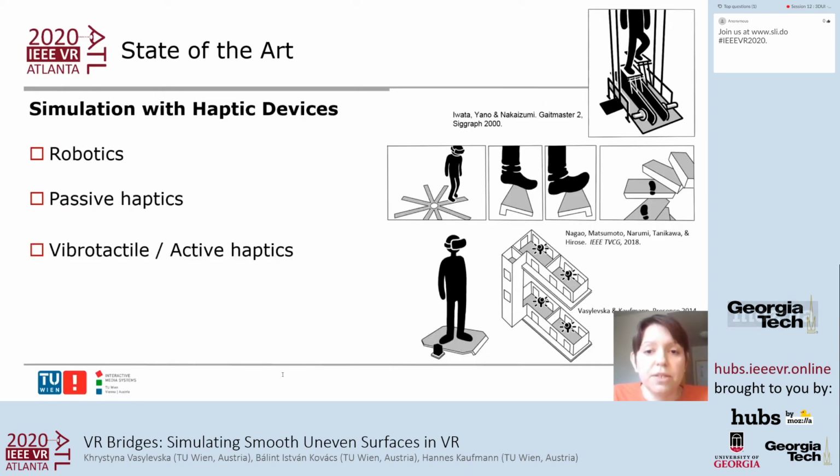Examples of realistic non-flat virtual reality experiences typically rely on discrete approaches, such as simulating stairs. That could be done with robotics, like in the Game Master project, or passive haptics, like these tilted planks in the Infinite Stairwell project. Or with active haptics for simulating an elevator with a vibrating platform, like we did a couple of years ago. Of course, there are other examples.